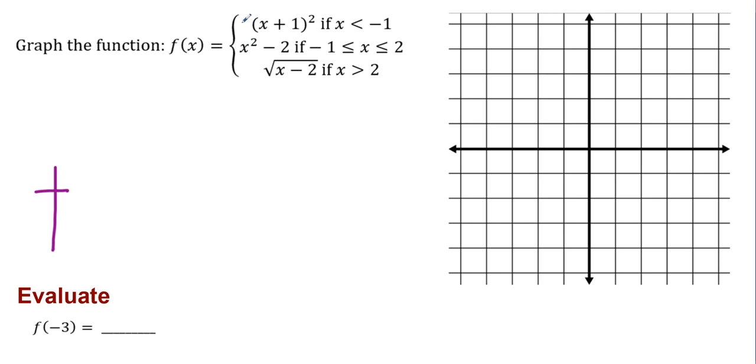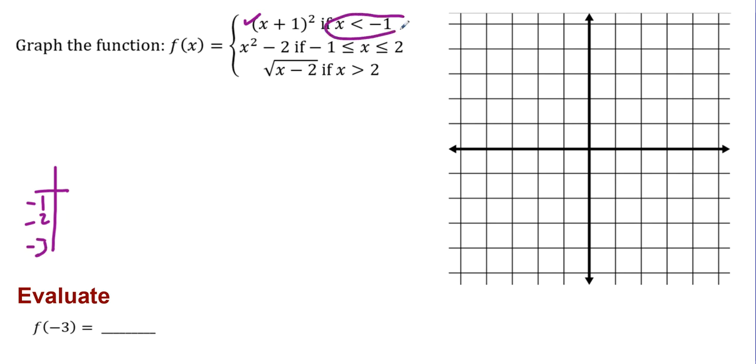I'm going to do a t-chart for the first one. We'll call this purple. And this really is just the parent function of the quadratic shifted left by 1. So if you have your parent functions down, this actually is a pretty darn easy exercise. But let's go ahead and do a quick t-chart. I'm going to do -1, -2, and -3.